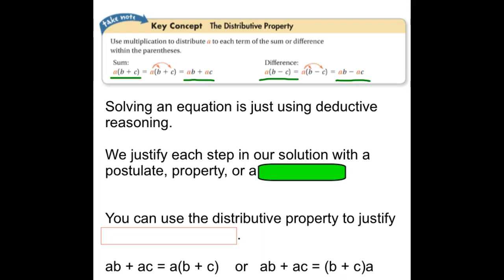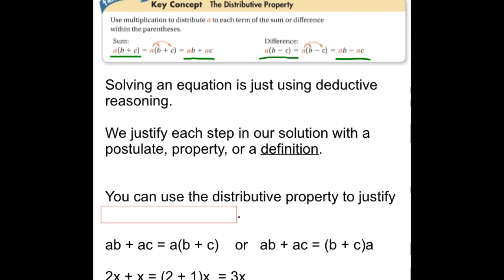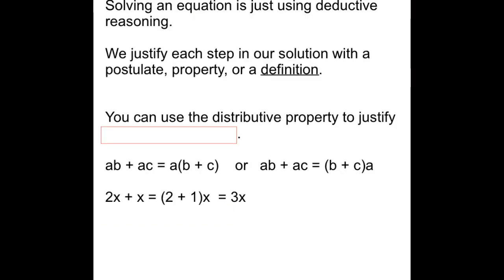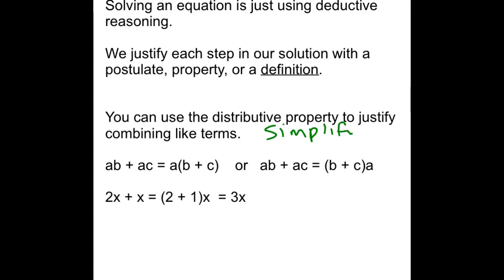When we solve an equation, we're just using our deductive reasoning like Sherlock Holmes. We justify each step in our solution with a postulate, property, or a definition. Eventually, we're going to add some theorems to that as well. Sometimes when we're solving these equations, we want to combine like terms. So we can use the distributive property to justify that. We'll also let you write simplify down for that, or just write down combine like terms. But technically you can use the distributive property, and you can kind of see that demonstrated there.